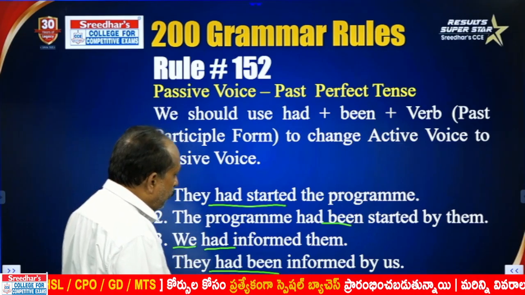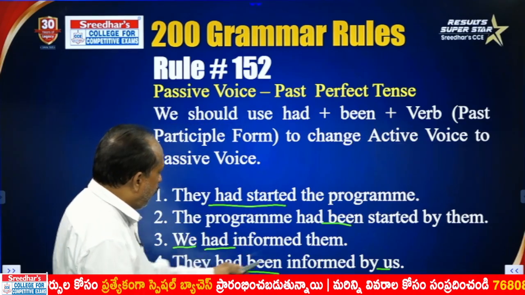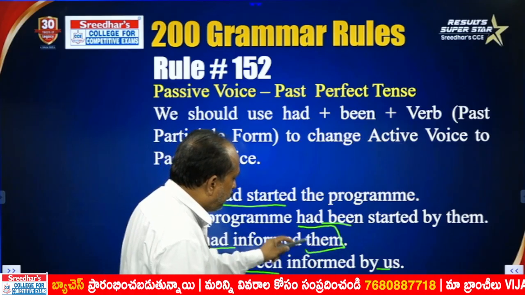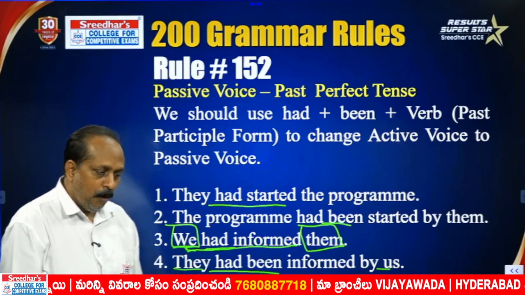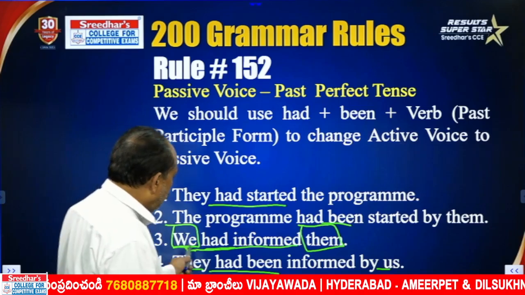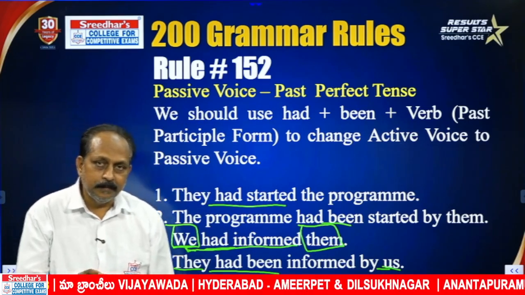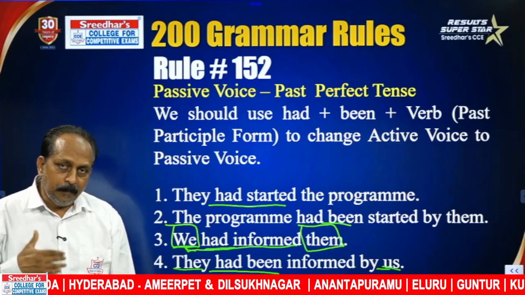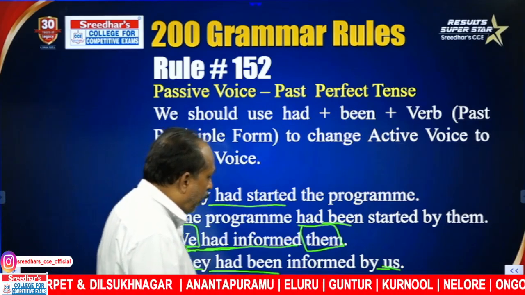And you have to be careful with pronoun form also. When we say we had informed them, the pronoun we is in the subject position, subject form, and them is in the object position, object form. But when you bring it to the subject position, we have to use the subject form. Them changes to they. And we goes to the object position, we changes to us. This also you have to be careful about, based on the location. If the pronoun is in the subject position, we have to use the subject form. If the pronoun is in the object position, we have to use the object form. They had been informed by us.